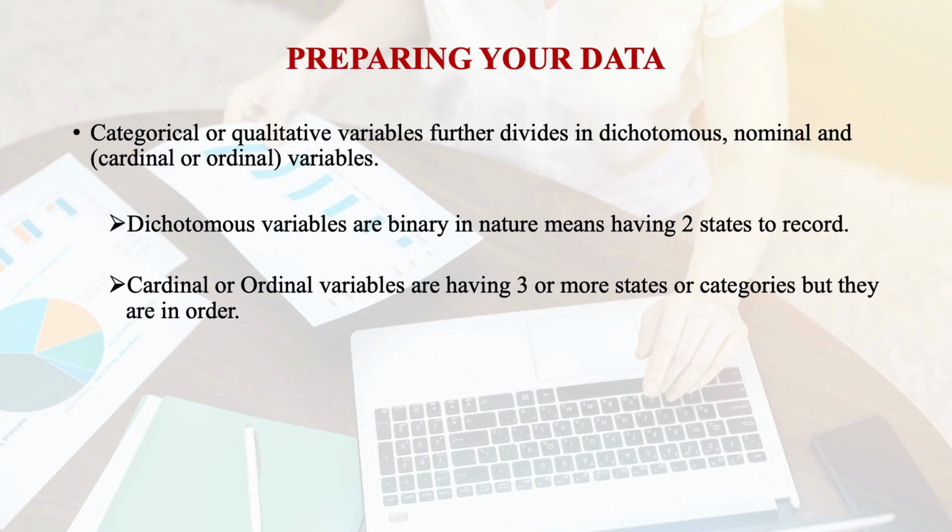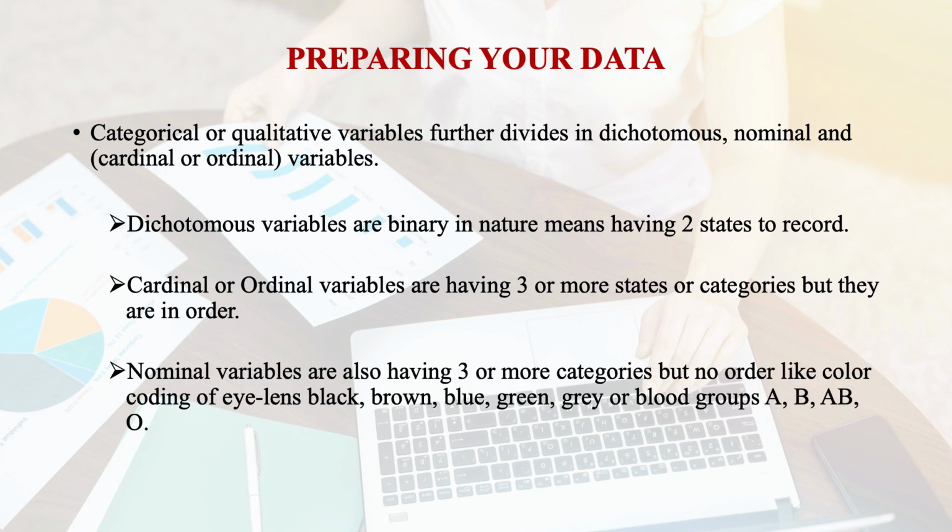But the cardinal or the ordinal variables are having three or more states or categories, and they are in order. Whereas in the nominal variables, you are also having three or more categories, but there is no order. Likewise, color of the eye lens, black, brown, blue, green, gray, or blood group, say A, B, AB, O positive, and so forth. So these types of variables are in fact nominal variables where the ordering doesn't matter.